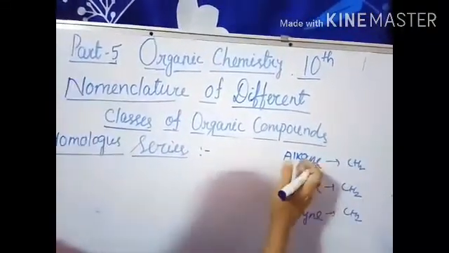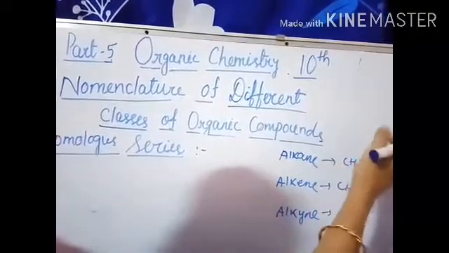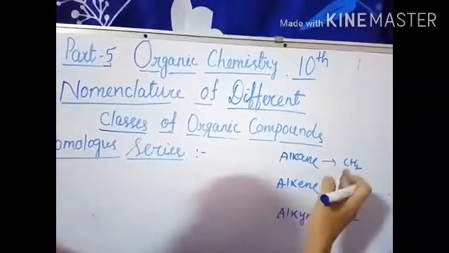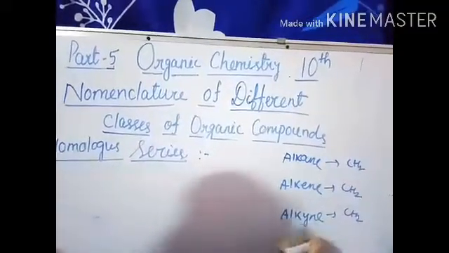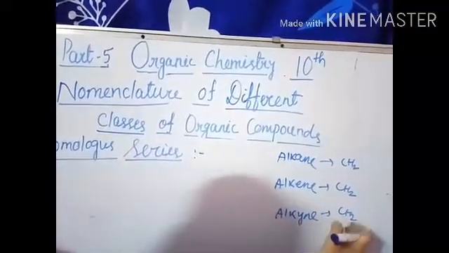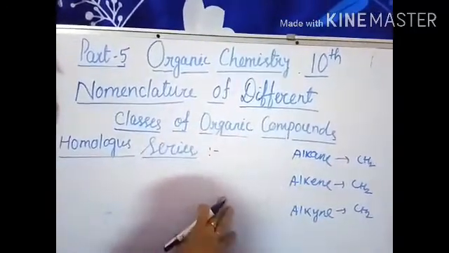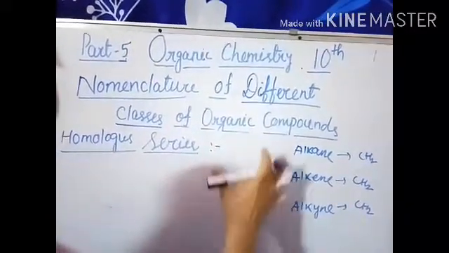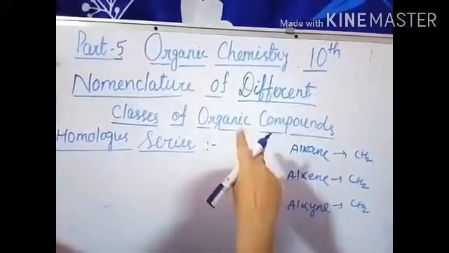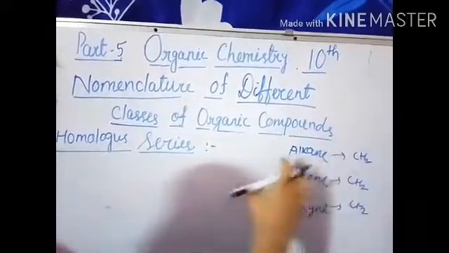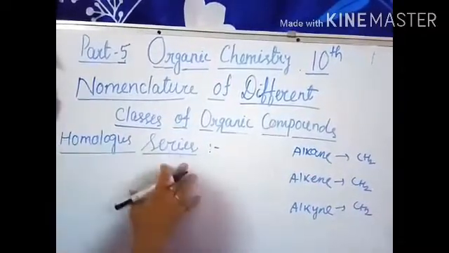Whatever the methane, ethane, propane, butane, they differ by CH2. Ethene, propene, butene, they differ by CH2. Ethyne, propyne, butyne, they differ by CH2. Like this, if other functional groups are present also, everywhere the difference between two compounds of a series is the CH2. That is called your homologous series.